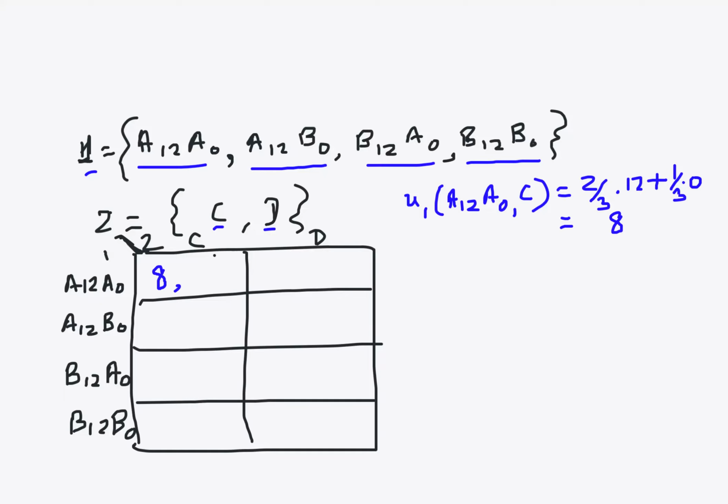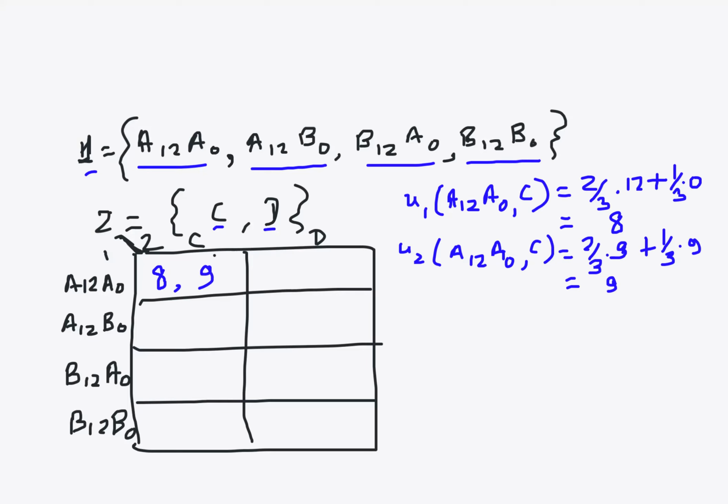Next, we can find the expected payoff of player 2 with the same strategies, A12 and A0 from player 1 and C for player 2. With 2/3 probability, player 2 gets 9 if he plays C, and with 1/3 probability, he also gets 9 if he plays C. So the expected payoff for player 2 is 9.